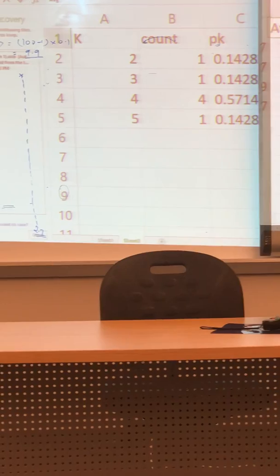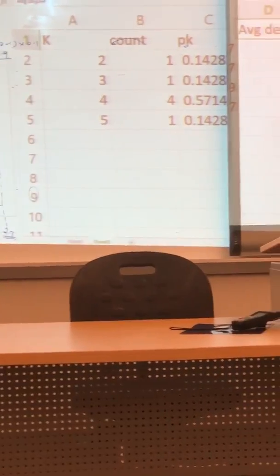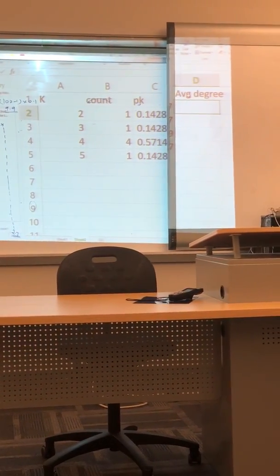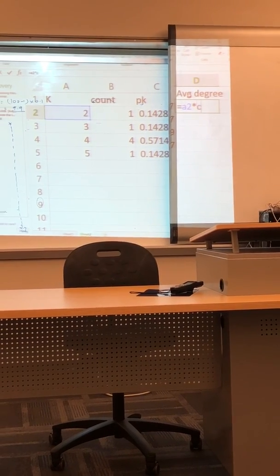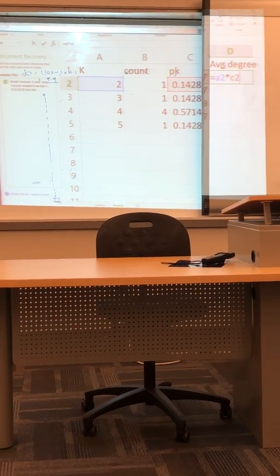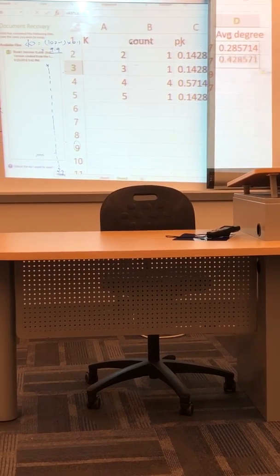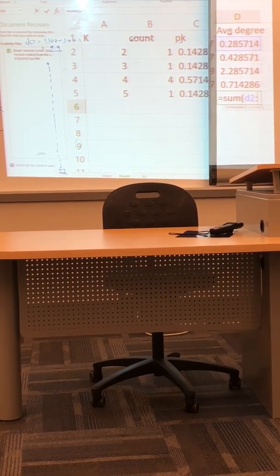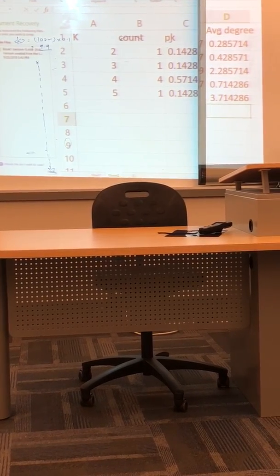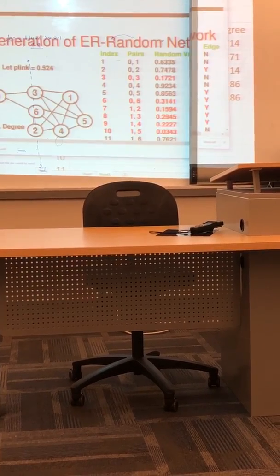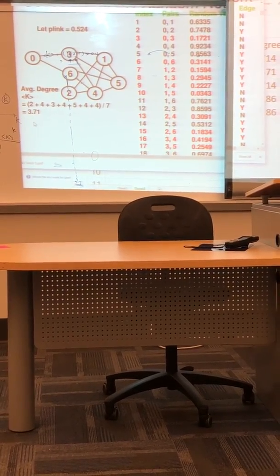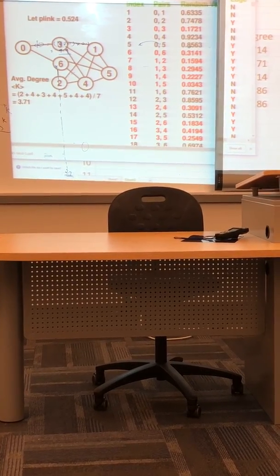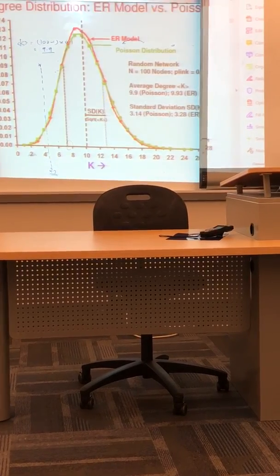Average degree can be found in different ways. One way is to find k times pk. So k times pk is going to be a2 times c2. Find all the k times pk values. The sum of k times pk is going to be the average degree. So this 3.714, which I show here, is the average degree, and we also did it like this in the first module.